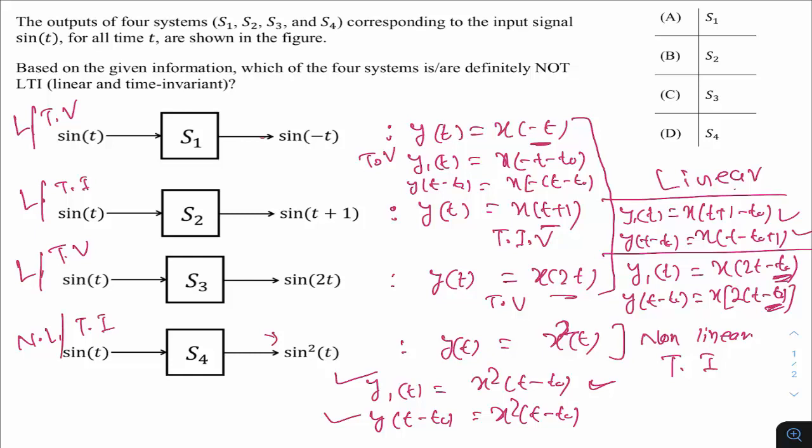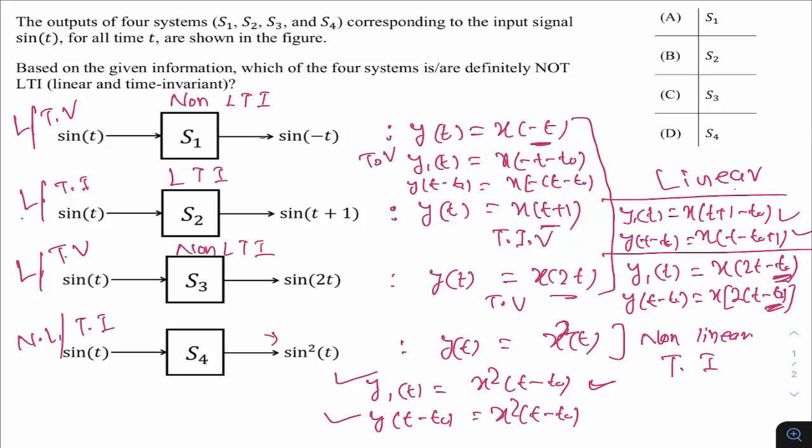So first case, linear and time variant, means non-LTI, because to say it is LTI, it should satisfy both linearity and time invariance. So it is non-LTI. Second case, linear and time invariant. So this is your LTI system. Third case, linear and time variant. So it is again non-LTI.